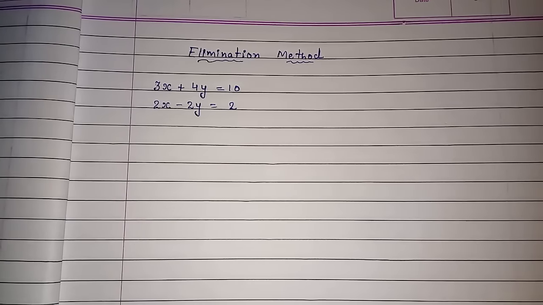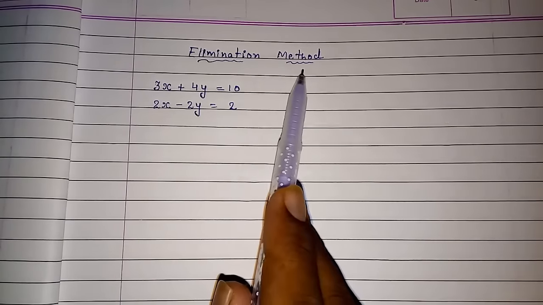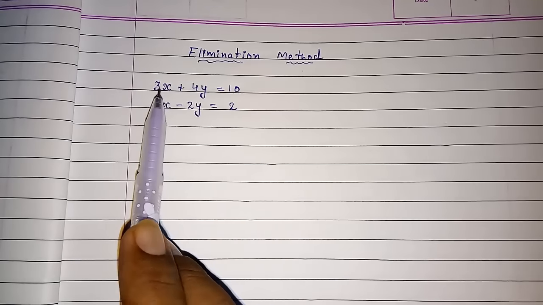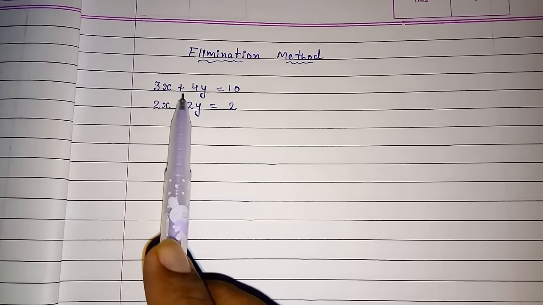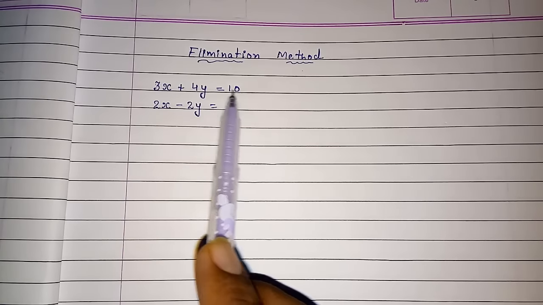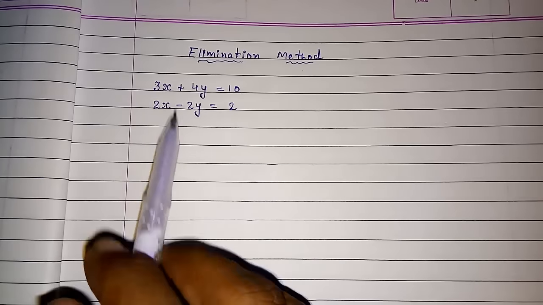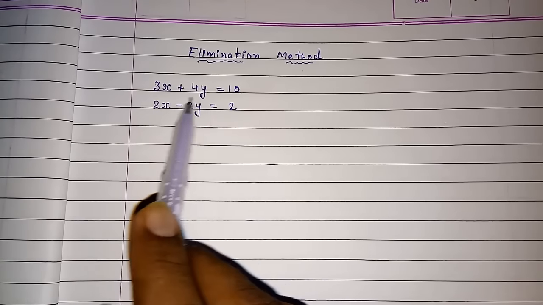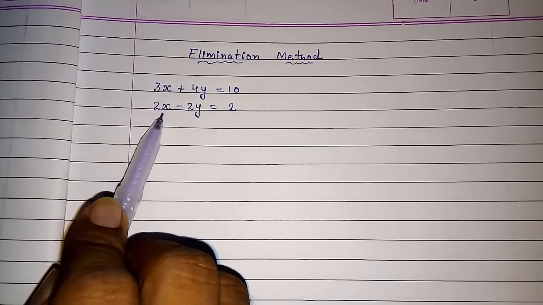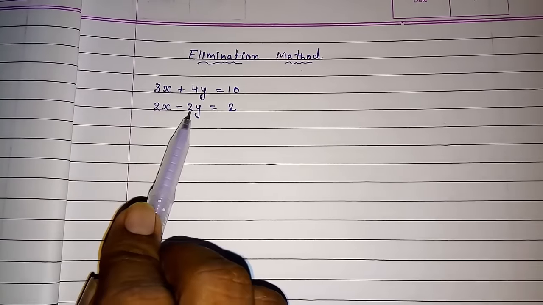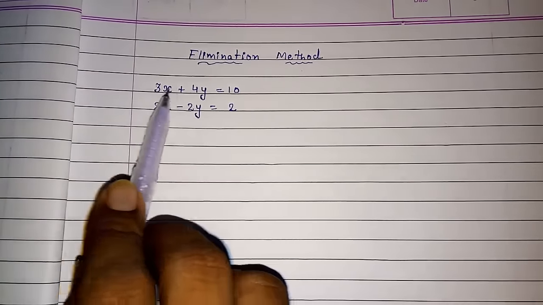Hello friends, today we are going to study the elimination method for solving any pair of linear equations with two variables. Here we have a pair of linear equations with two variables. For solving linear equations with the elimination method, first we have to make either the coefficient of x the same or of y the same. I'm going to solve both.